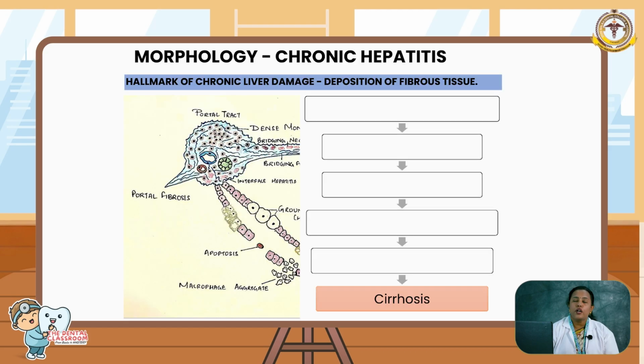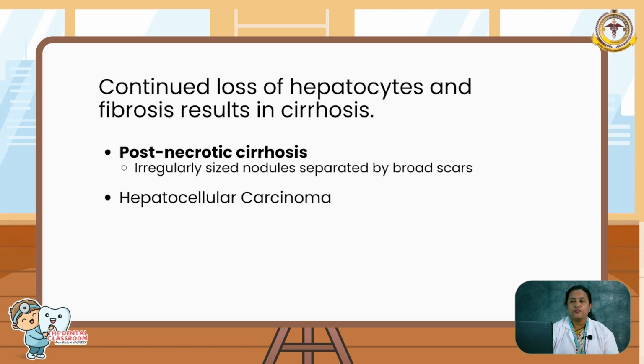When you go for chronic hepatitis, all the morphological features of acute hepatitis can also be present in chronic hepatitis. But in addition, in chronic hepatitis, there will be bridging fibrosis. This fibrosis is the hallmark for chronic hepatitis. And there will be continued loss of hepatocytes and fibrosis, which results in cirrhosis.